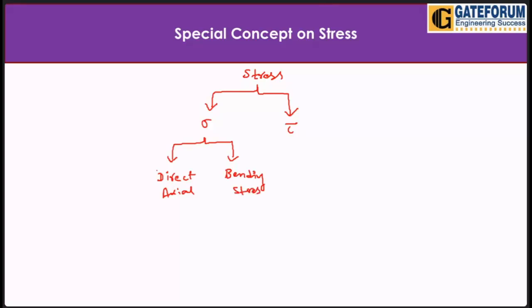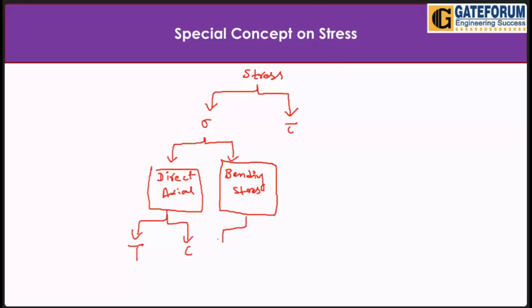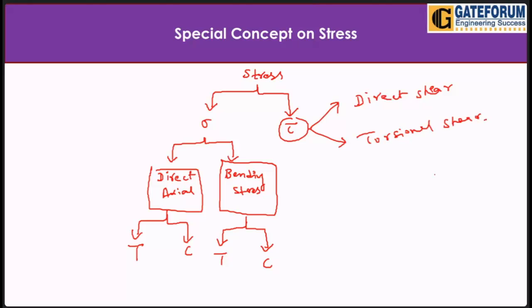normal stress. And this direct axial stress can be of either two types, either tensile or compressive, and bending stress can be also of two types, either tensile or compressive. And tau will be either direct shear or torsional shear. So here we have types of stress. Normal, shear, and in normal we have further categories: direct axial, bending stress, and both can be of two types, tensile and compressive.